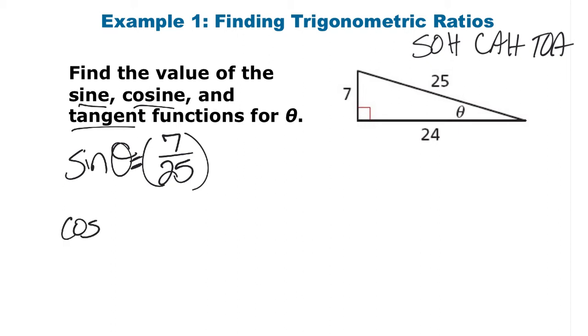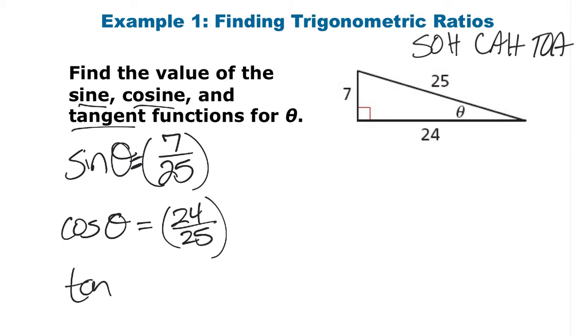Cosine is abbreviated cos. Cosine of theta is going to equal the adjacent side, which is 24, over the hypotenuse, which is 25. And then tangent of theta is going to be the opposite side, which is 7, over the adjacent side, which is 24.